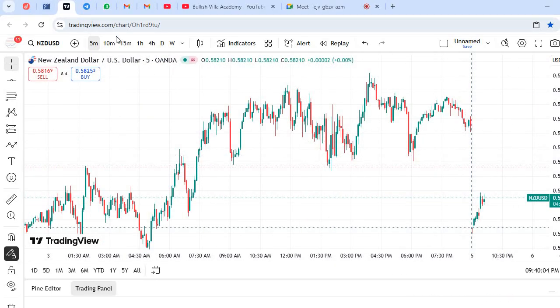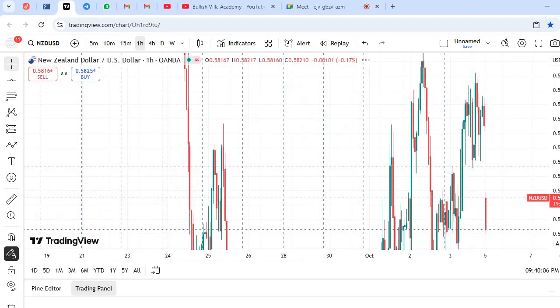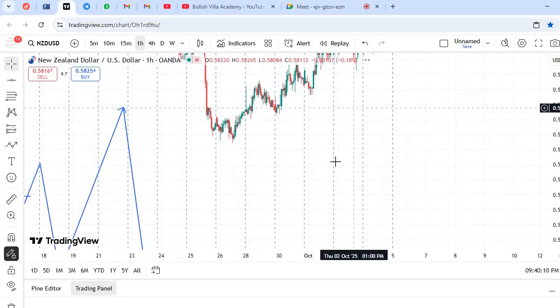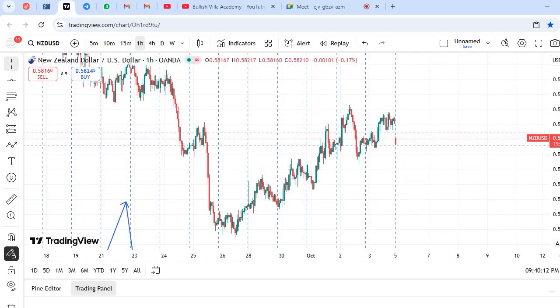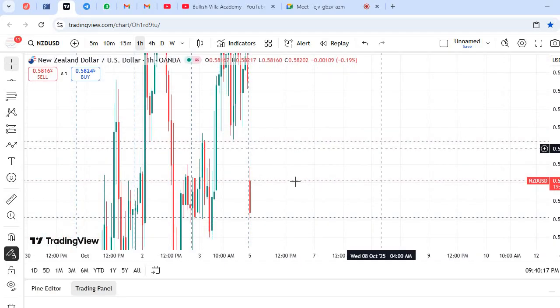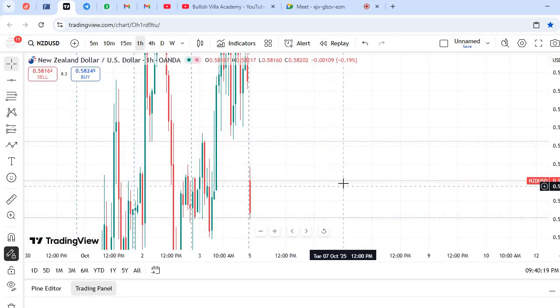One hour. Okay, the market is open already. You can see, this was what I was trying to show you. Can you all see the horizontal line here? One, two, three.